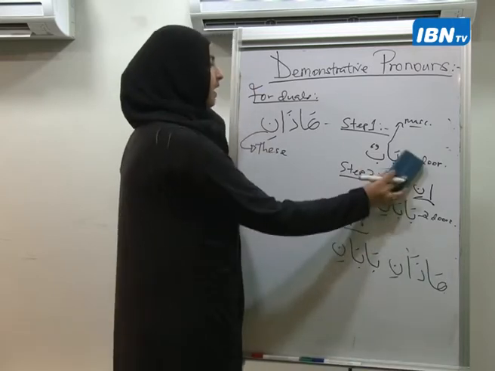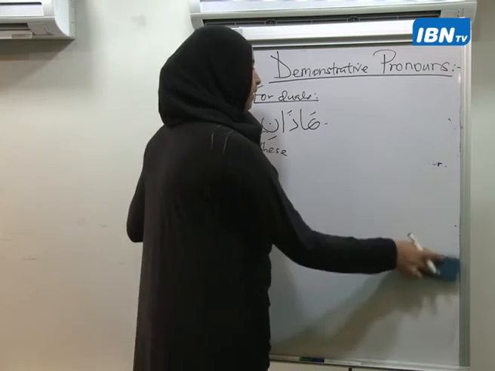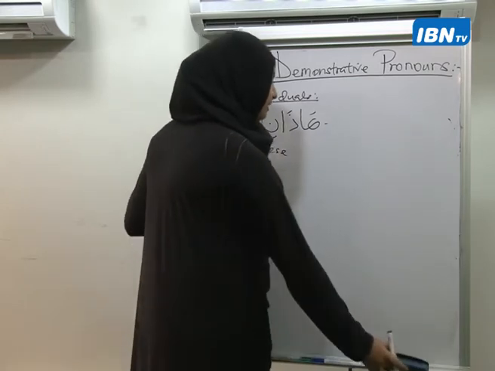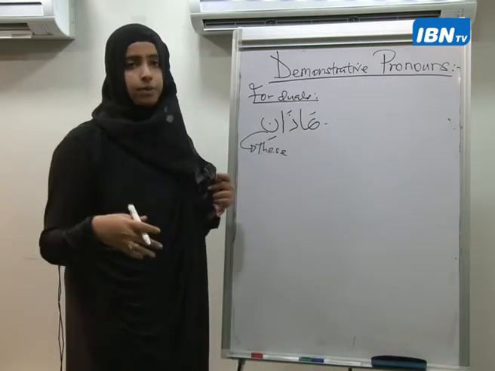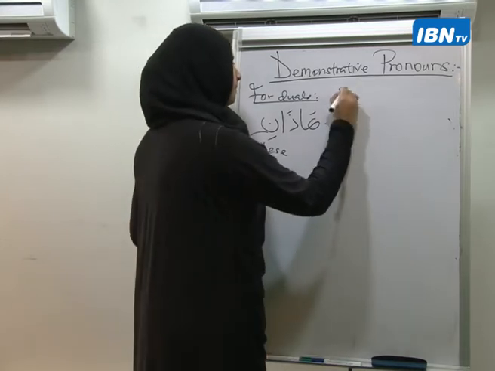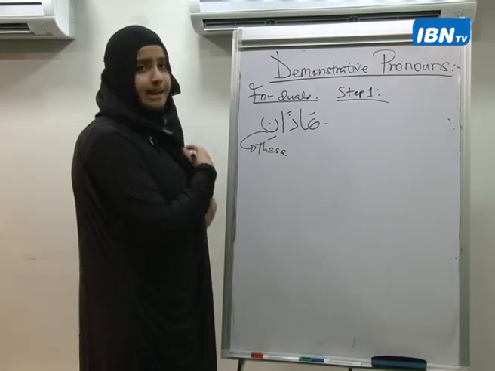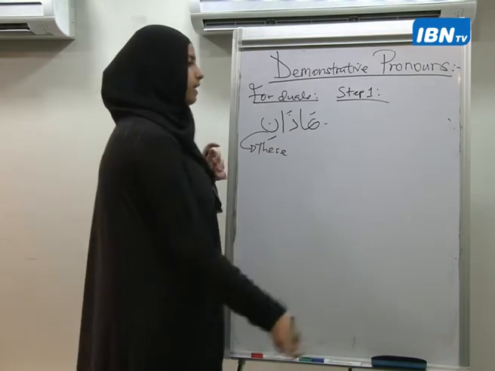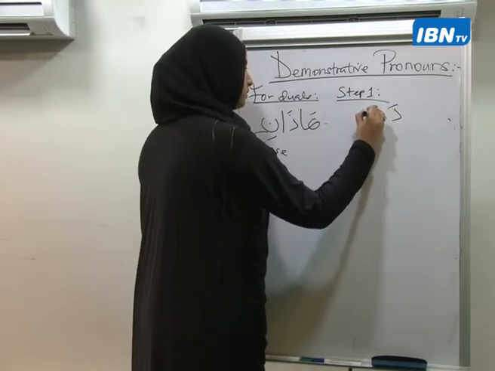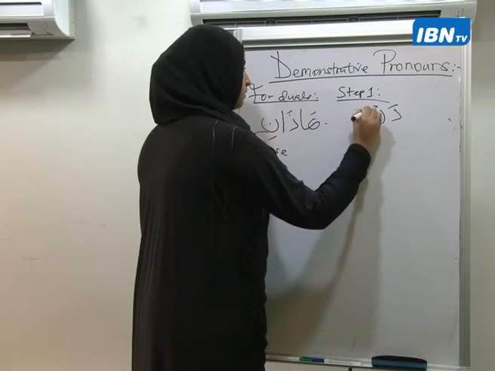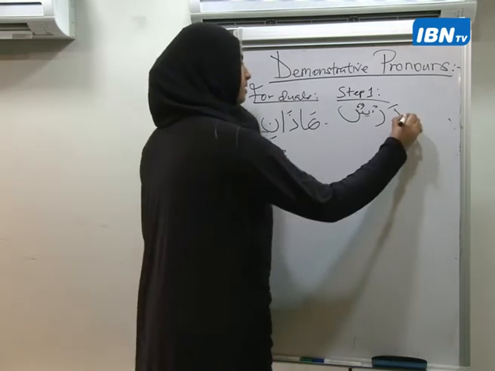Okay, just a final example. Okay, another word. Let's say I want to say classes, right? I want to say these are 2 classes. So what is my step 1? From our previous sessions, I had given you the vocabulary. You know what class means. Class means darsun, right? So I write my noun here, darsun.